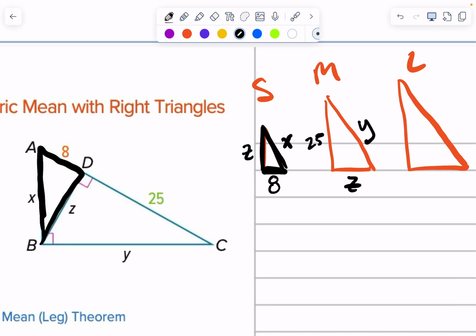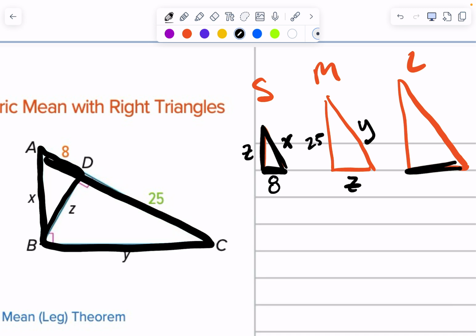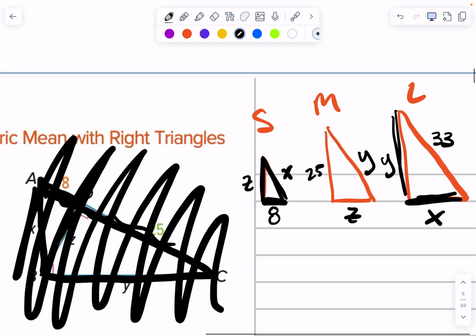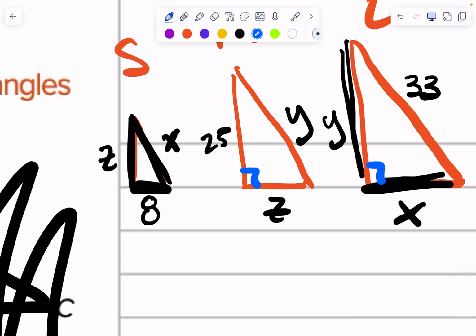The large triangle, this guy right here. What is his short side? This bottom side right here. X. What's his tall side? Y. What's his hypotenuse side? I don't know what that is. 33, right? Okay, now I'm going to scrap this triangle, and I'm only going to use these 3 to solve. I'm going to do a bunch of proportions. You may not solve for X first. You might solve for Z first. I don't care, but we've got to figure out what we're going to solve.